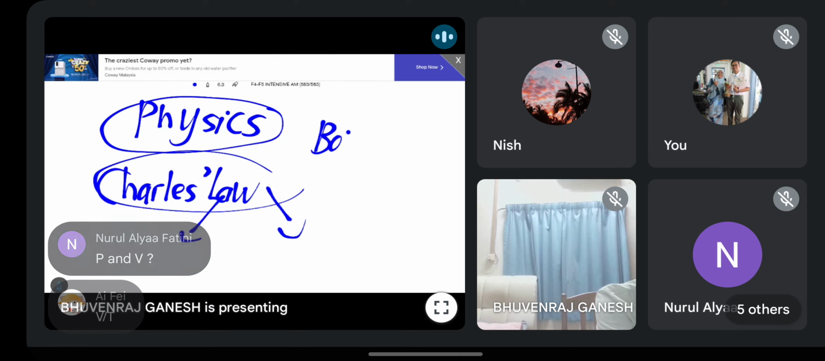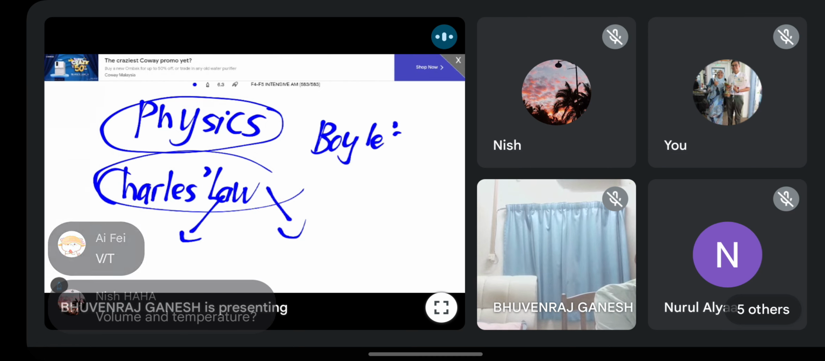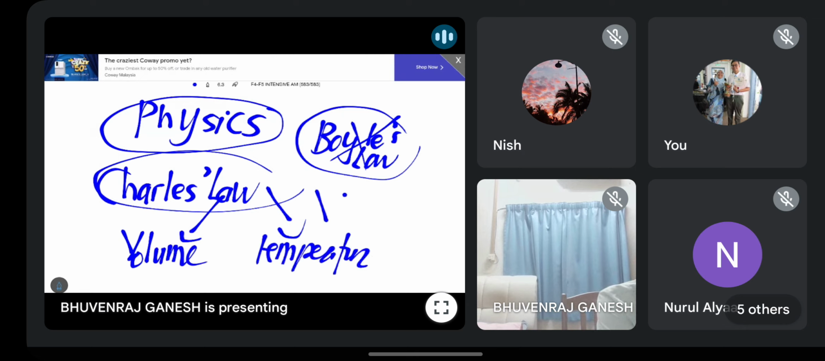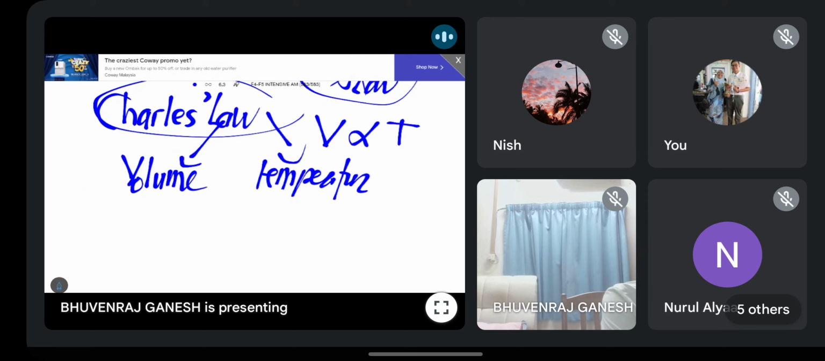Itu boils. Yes. Volume and temperature. Okay, maybe some of you physics students already know. Okay, never mind. We do maths now. So this one is volume and temperature. So basically, this law states that volume is directly proportional to temperature. Okay, the volume is directly proportional to temperature. Charles' law.